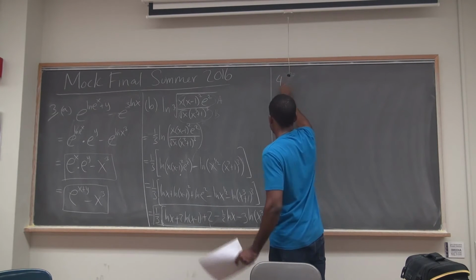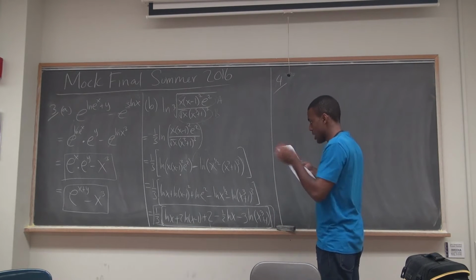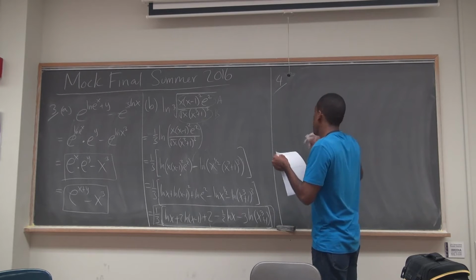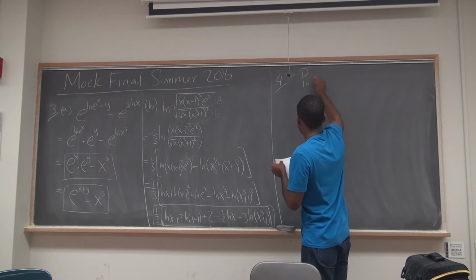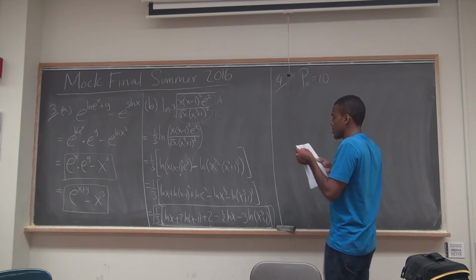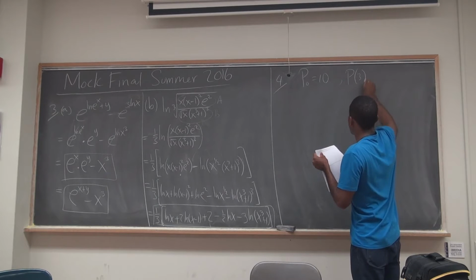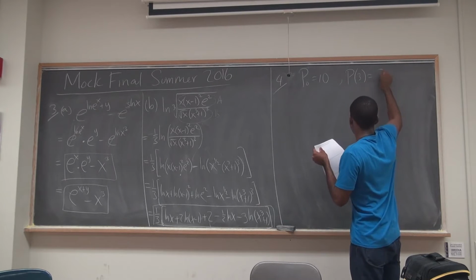So problem 4, this is a radioactive decay. It says in 3 days a 10-gram sample, so I'm thinking of that as my P naught. So P naught is equal to 10, that's how much I started. Decays to 3 grams, right? So I know that P naught is that, and when time is 3, it's 3.